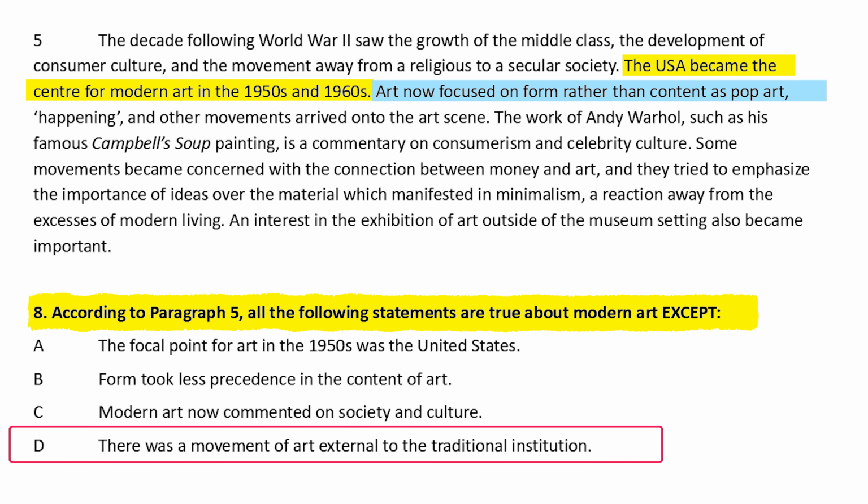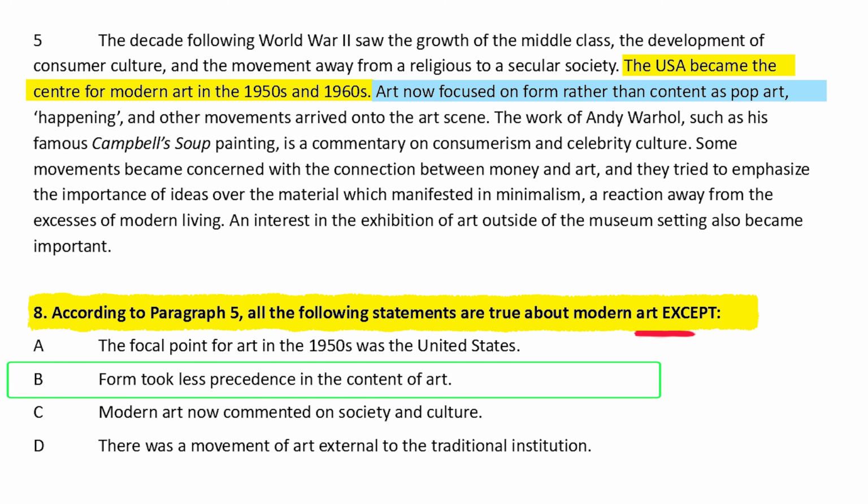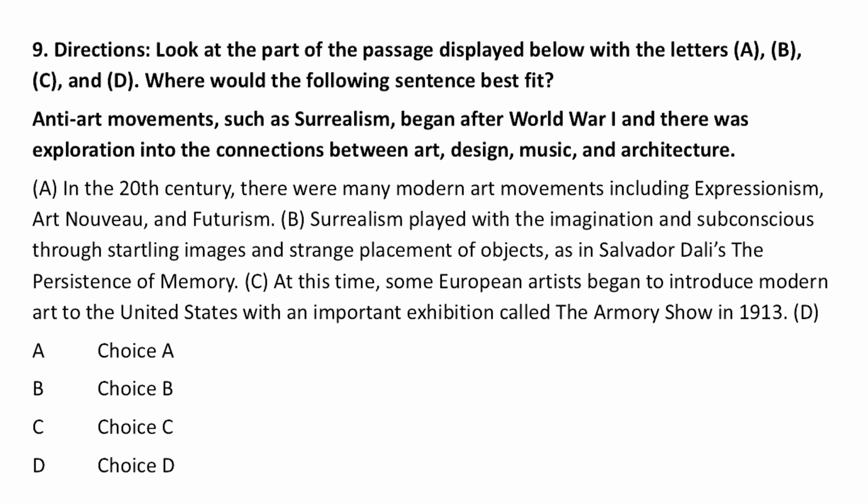D. There was a movement of art external to the traditional institution. The paragraph says, an interest in the exhibition of art outside of the museum setting also became important. So D is also true. Here's a quick TOEFL tip for except questions. Don't forget that you are looking for the one answer that does not match the passage. It's easy to slip into true statement mode, so stay alert for the one that doesn't fit. Let's have a look at question 9.